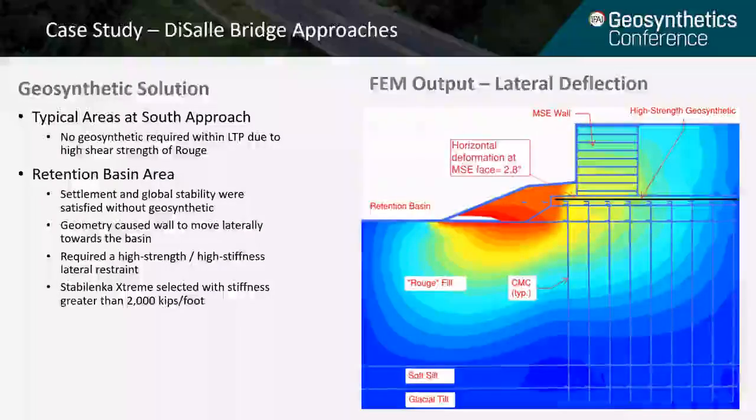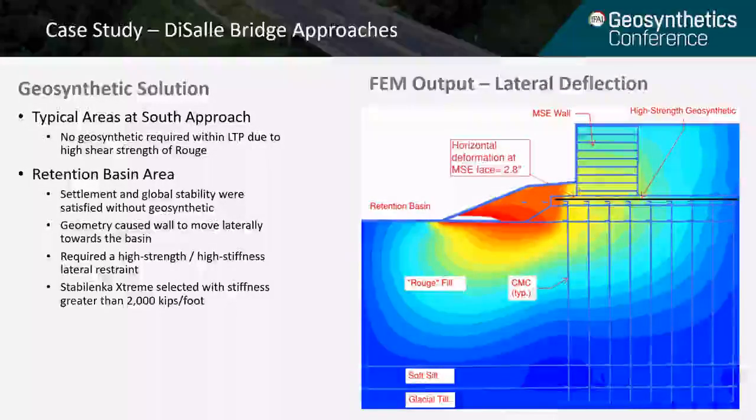So for most of the areas at the south approach, there was actually no need for the geosynthetic within the LTP due to the high shear strength of the rouge, as long as it wasn't overly disturbed. However, in one zone there was an interesting phenomenon occurring in the design phase due to a retention basin in front of one of the walls. As you can see from the geometry, the slope in front of the wall took away some passive resistance compared to a flat ground scenario.